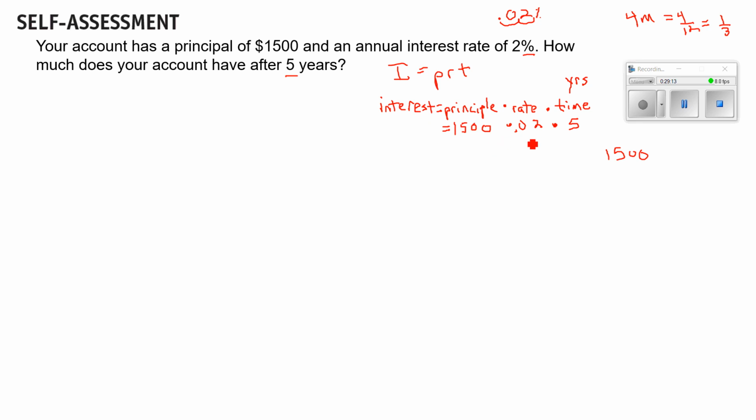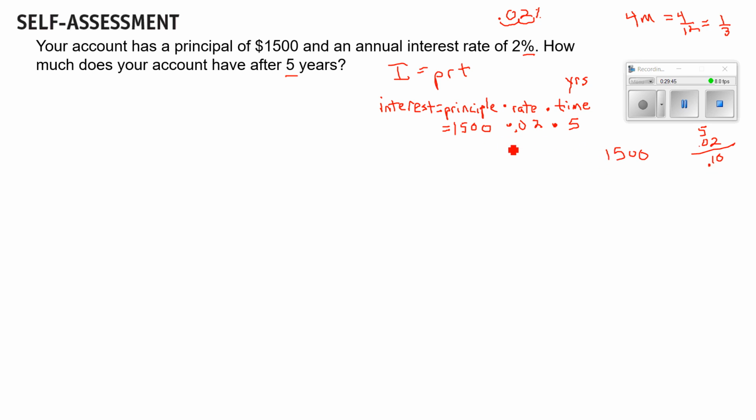So let's see. I can say that I got 1,500 times 0.02 times 5. Well, I know 5 times 2 is 10, right? And if I have 5 times 0.02, when my answer is 10, I know I've got to go over 2 spots back over. That's going to give me 0.1 as an answer.